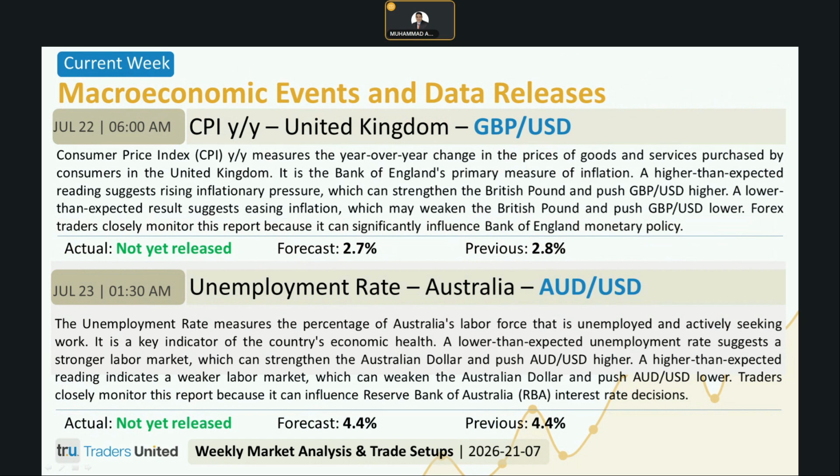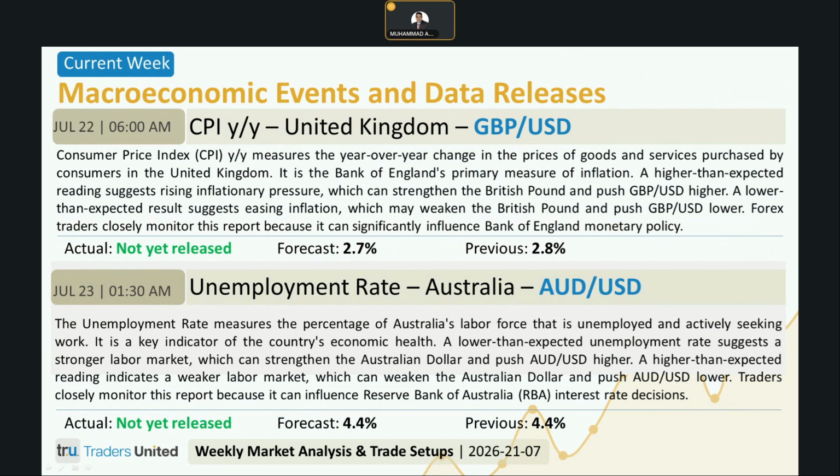A higher than expected reading suggests rising inflationary pressure, which can strengthen the British pound and push GBPUSD higher. A lower than expected result suggests easing inflation, which may weaken the British pound and push GBPUSD lower. Forex traders closely monitor this report because it can significantly influence Bank of England monetary policy.